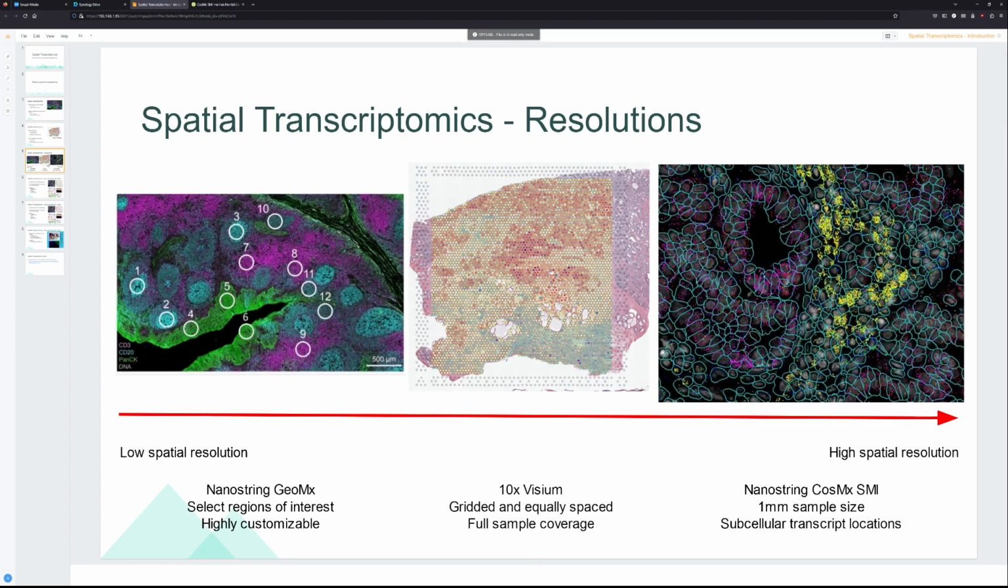If we look at something like the difference in resolution, as we go from left to right, we're increasing the resolution. So here we have spots that contain several cells. In the middle, we get something between 5 and 10 cells, 5 and 15. But if we get all the way to that CosMx SMI that I was talking about before from Nanostring, we actually here can see the different locations within the cells that our transcripts are located at, which allows us to do some pretty cool things downstream.